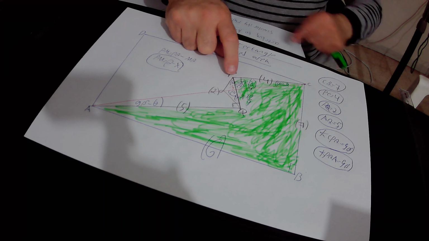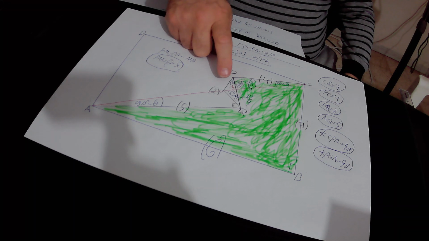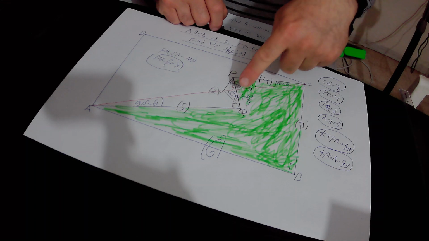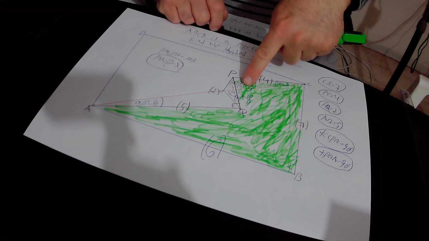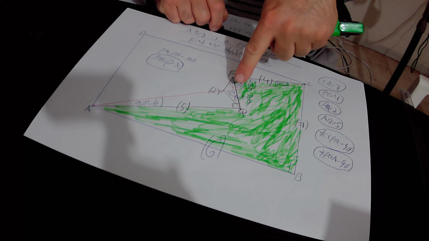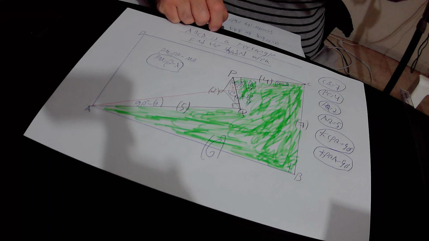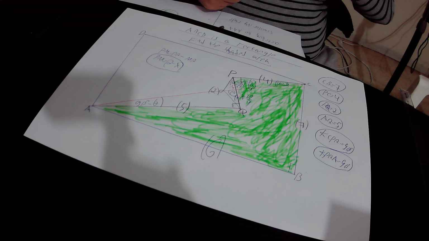So angle PMC equals angle AMQ. If angle PMC equals theta, then angle AMQ must also equal theta, according to the rule that vertical angles are equal to each other.